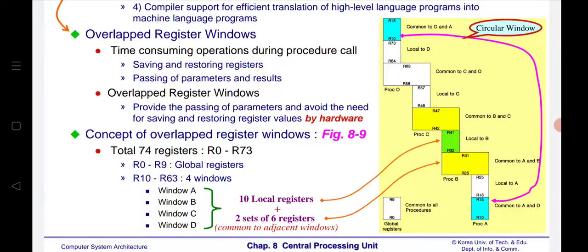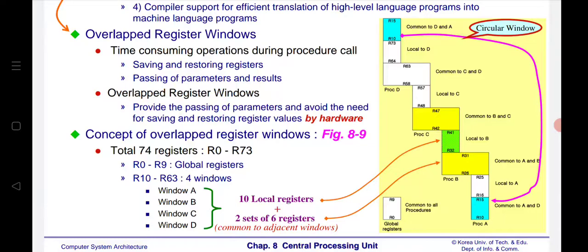If you see, this is common for procedure C and procedure B. So this will be a common area, and this common area is being utilized by procedure C as well as procedure B also. That is why this is known as an overlapped register window. Okay, now what is the advantage of this overlapped register window?